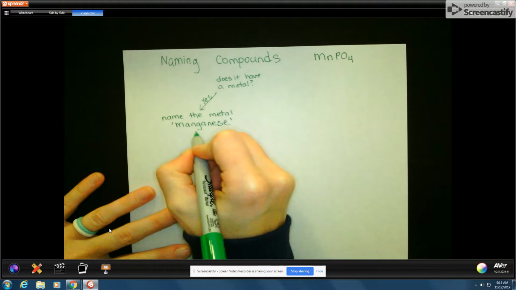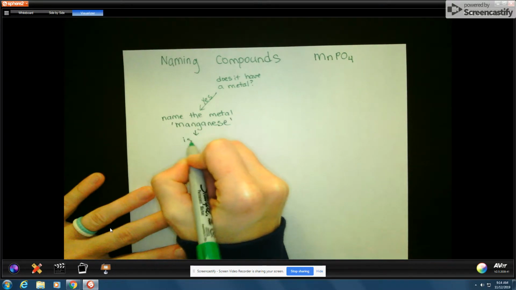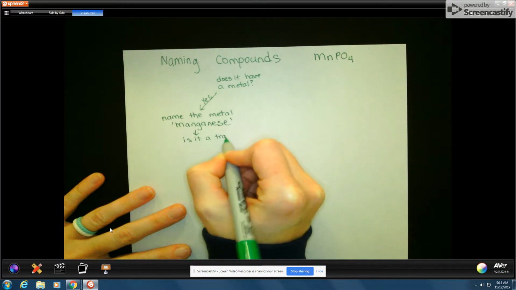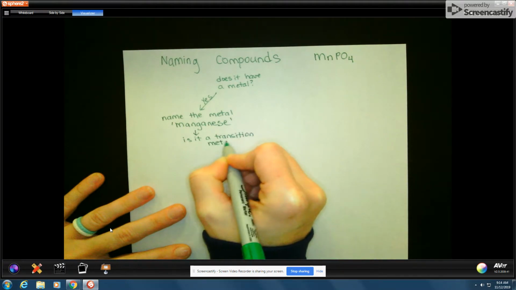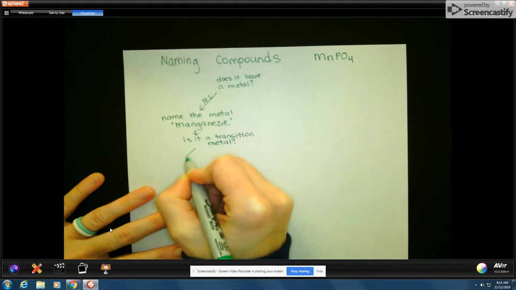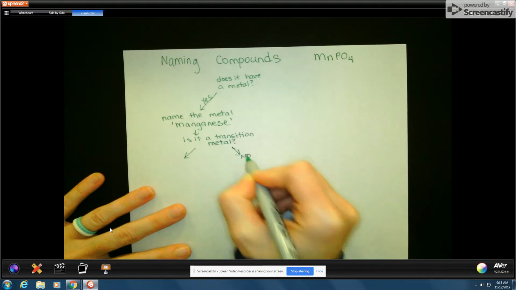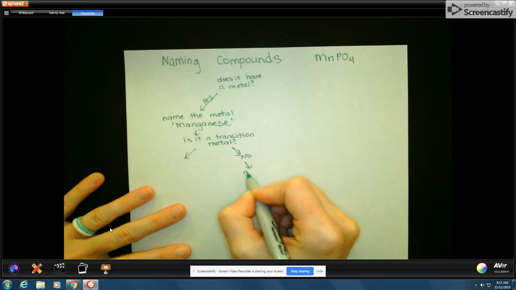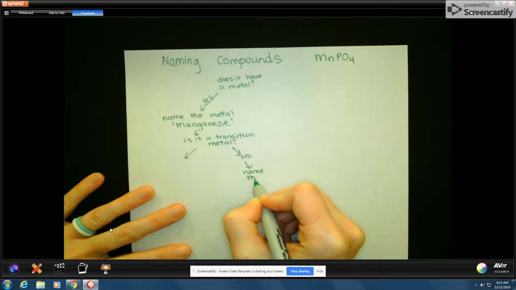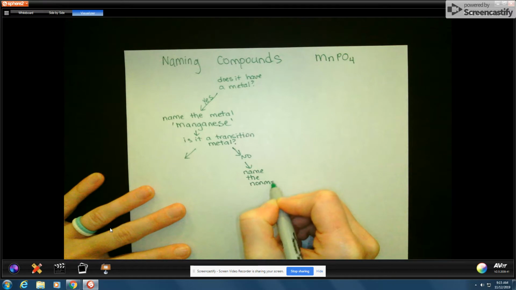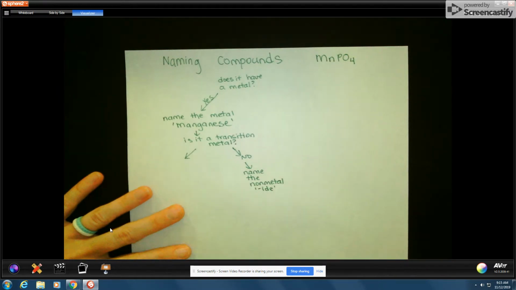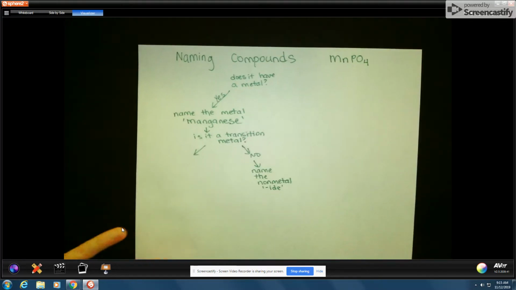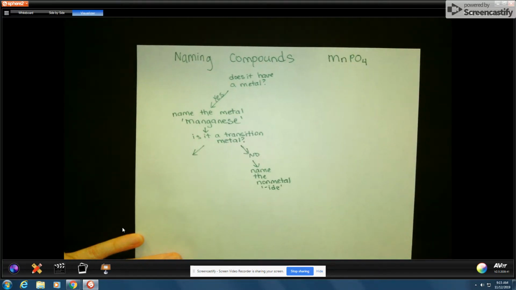The next thing you have to ask yourself is, is it a transition metal? Because if it's a transition metal, it's going to have those Roman numerals in the name. If the answer is no, then you move on and you name the nonmetal, but you change the ending to "ide." If it's a transition metal, you have to work for it a little bit more. And that's why I picked a harder one, because Mn is in fact a transition metal.